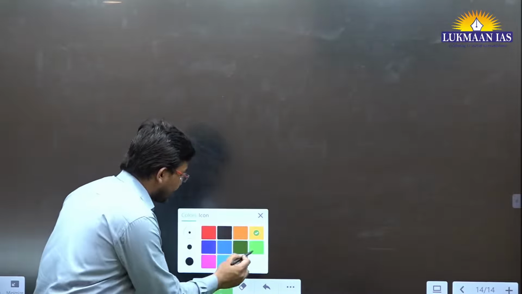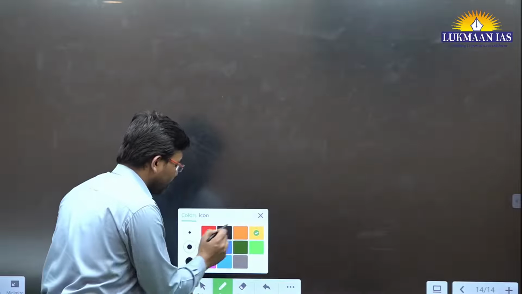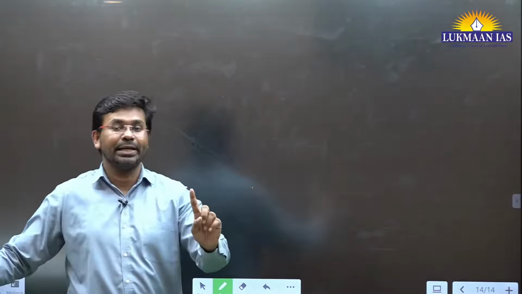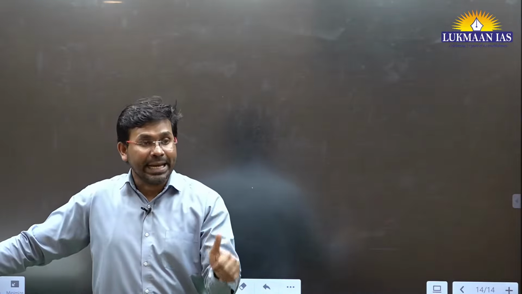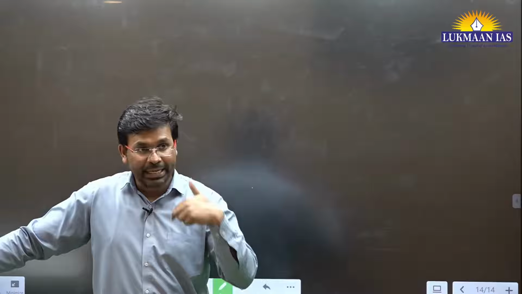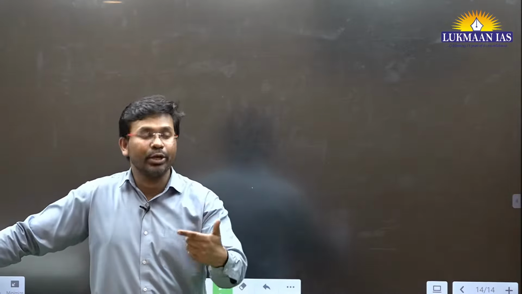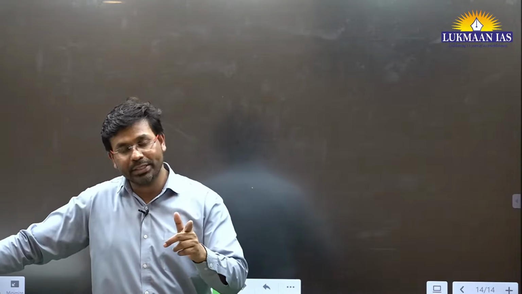Write down the topic: theory of relativity. Basically Albert Einstein came up with two theories of relativity. One is known as the special theory of relativity, which he came up with in 1905. Then after 10 years, in 1915, he came up with the general theory of relativity. We will discuss both theories of relativity.